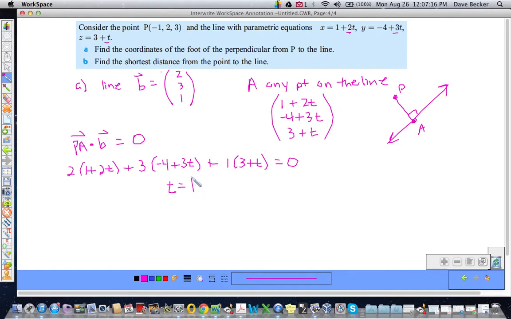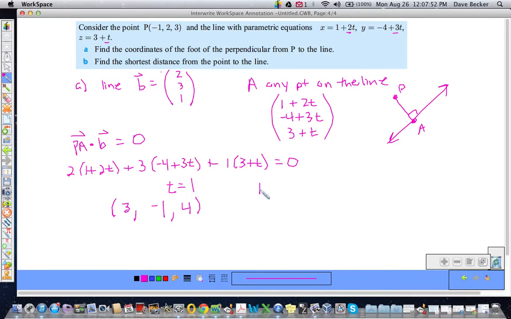I get so busy doing this I forget what it is that we're looking for. Okay, we're supposed to find the coordinates of the foot of the perpendicular, where the coordinates are A, and we can get those points because this is going to be the x coordinate, the y, and the z if I write it as a coordinate. So 1 plus 2 is 3. Negative 4 plus 3 is negative 1. All I'm doing is replacing t with 1, boys and girls. And then 3 plus 1 is 4. So the answer is 3, negative 1, 4.